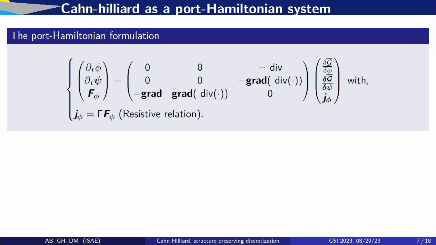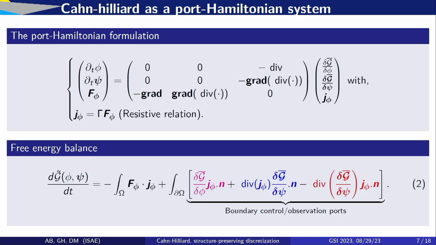And you have this resistive relation, which allows us to get the following free energy balance, which shows that our free energy is decreasing because gamma is positive, this term will always be non-positive. And these are the boundary controls of our system. You can see that all these boundary controls and observations are always co-located.